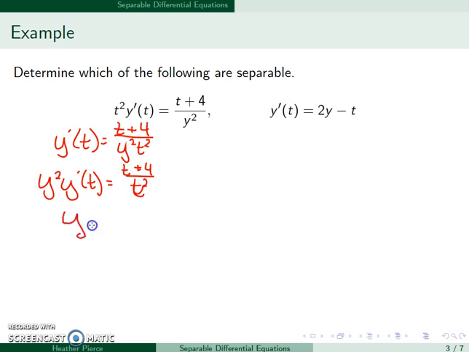So this is separable since we have a function involving y times y prime equal to a function involving t. On the right-hand side, we could try to get the y's on the left-hand side by subtracting 2y. However, this is not separable, since this is not a function times y prime. Instead, it's y prime minus a function, and we do need the left-hand side to be a multiplication.